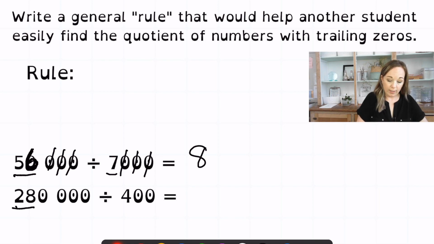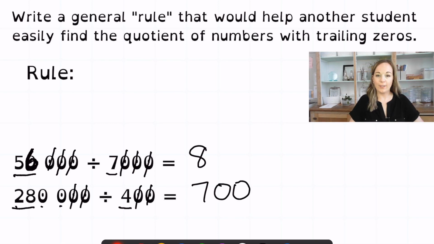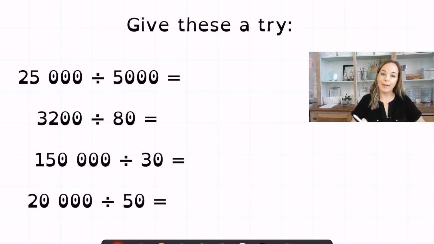28 divided by 4 is a 7, so I know my answer will start with a 7. Now I can eliminate 2 zeros from each side, and I have 2 trailing zeros remaining, so they go in my answer, 700. Pause the video, give these a try, and come on back.